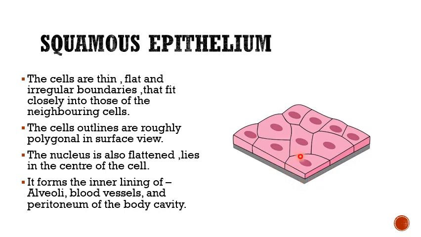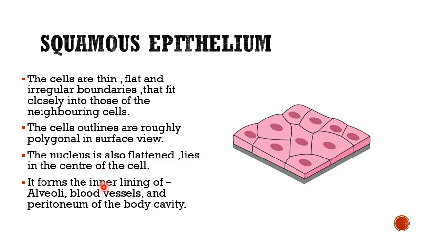They are very tight with each other, no intercellular space is there, and they have a nucleus in the center with the cytoplasm. So the cells are thin, flat and with irregular boundaries that fit close into those of the neighboring cells. The cell outlines are roughly polygonal in surface view. The nucleus is also flattened and lies in the center of the cell.